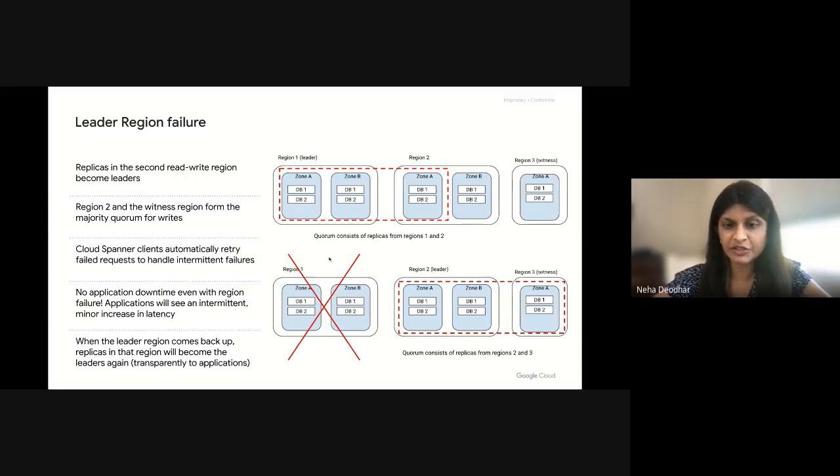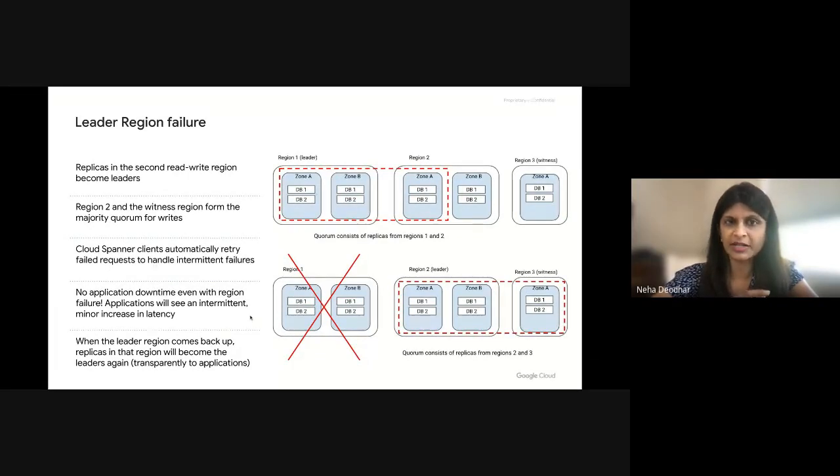Now, if your leader region goes down, then Cloud Spanner will try to move the leader to another replica. So in this case, it's possible that the replicas in region 2 might become the leader replicas. And the majority quorum ends up being the 2 zones in region 2 and the 1 zone in region 3. So this way, your application can continue operating without any downtime, even when the leader region of Spanner fails. Note that Cloud Spanner clients can automatically retry failed requests.